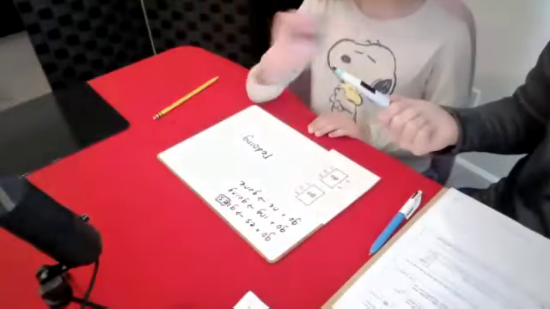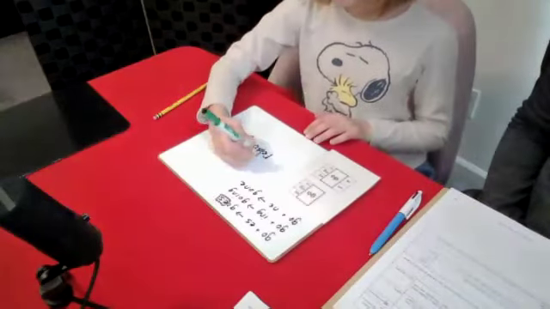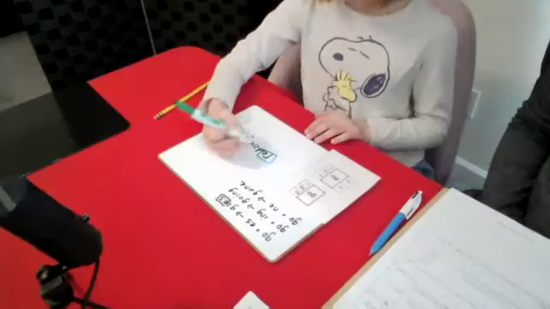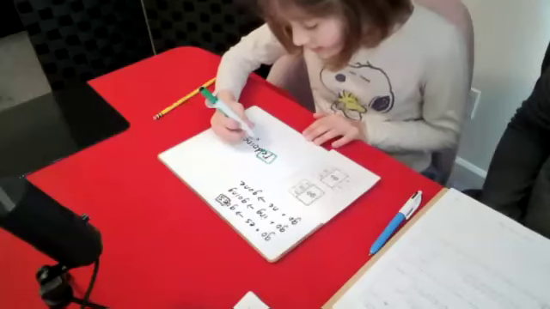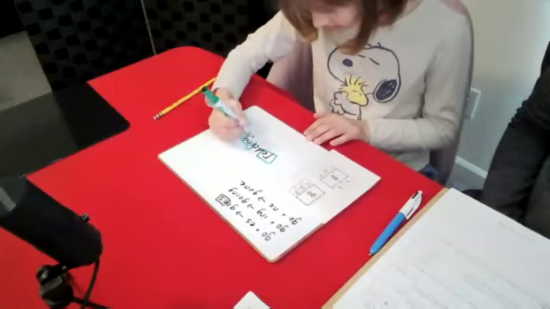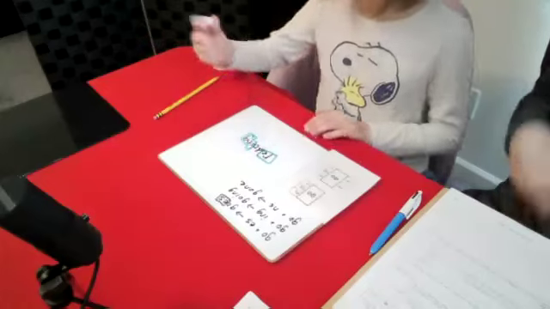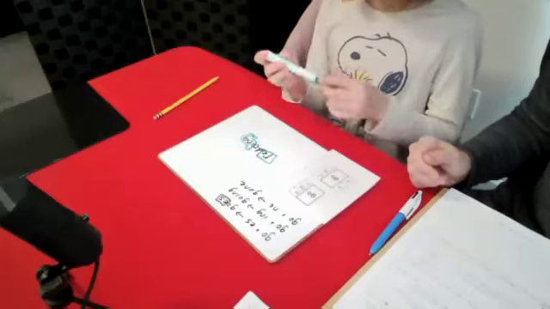Can you box the prefix and the suffix, please? What's the prefix? RE. Good job. And the suffix is? ING. Awesome. And what's the base? DO. The base is DO. Good job. Excellent.